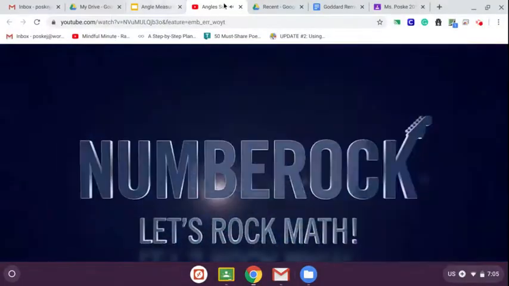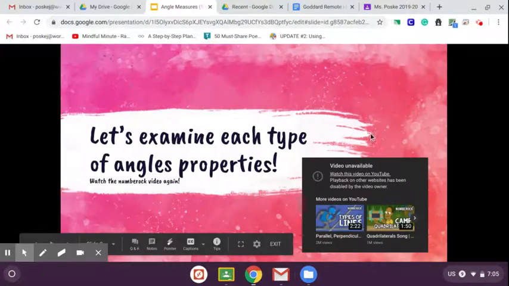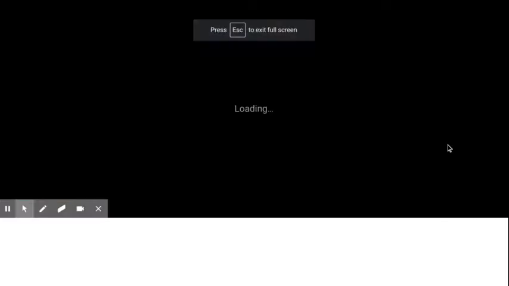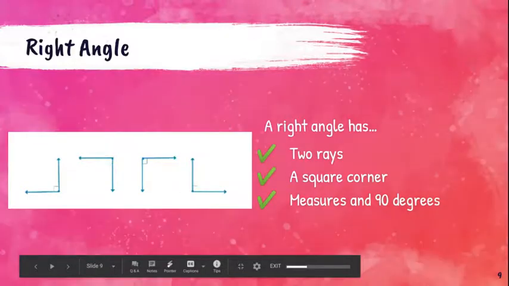All right, so that was a review on obtuse, right, and acute angles. Let's take another look at those. So let's look at right angles. Let's look at some of the properties of a right angle.